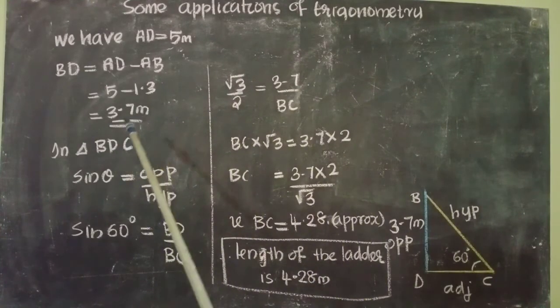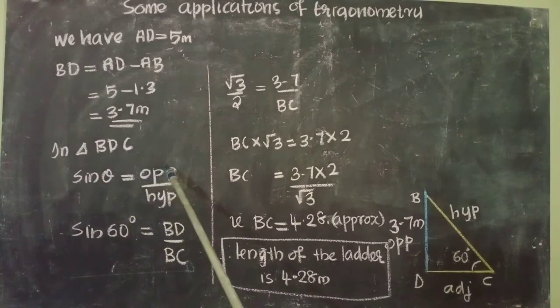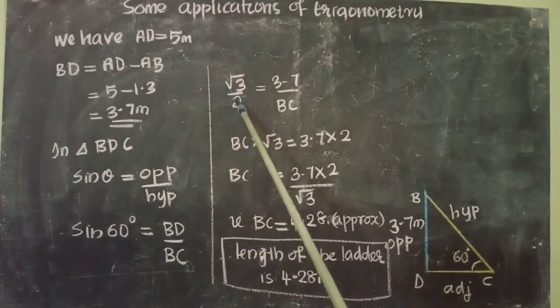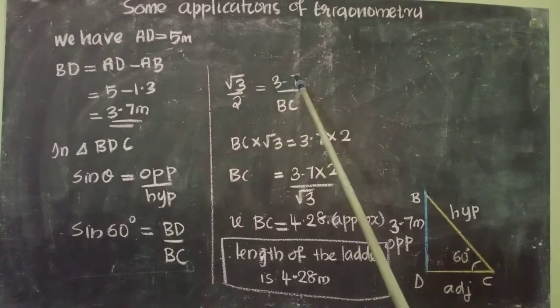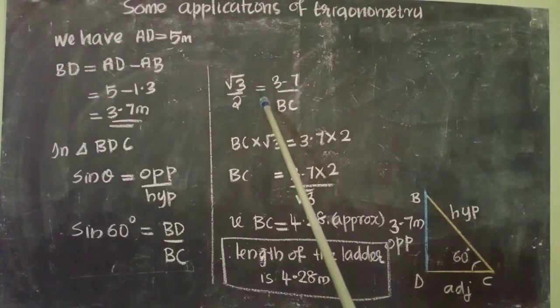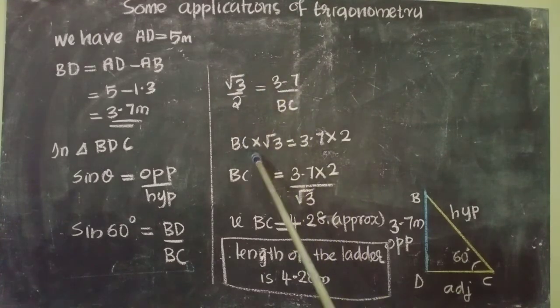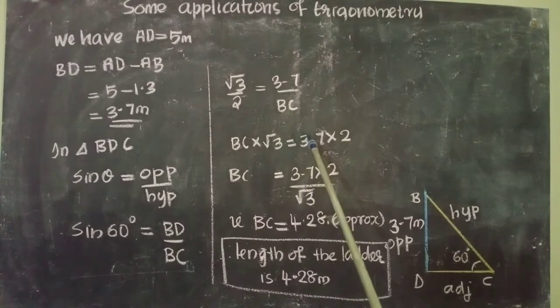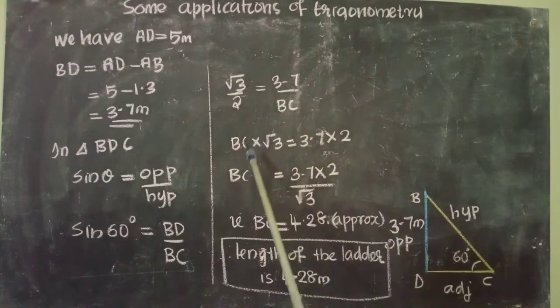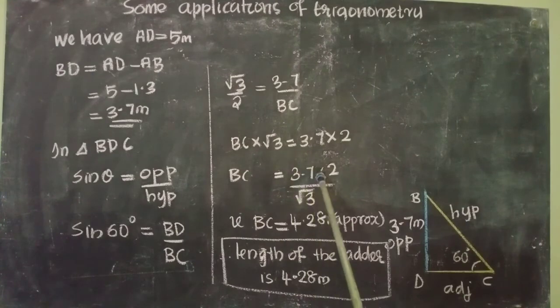In triangle BDC, sin theta equal to opposite side by hypotenuse. Here theta equal to 60 degree. So sin 60 degree equal to BD by BC. Value of sin 60 degree is root 3 by 2. So we can write root 3 by 2 equal to 3.7 divided by BC. Cross multiplying, we get BC into root 3 equal to 3.7 into 2. BC equal to 3.7 into 2 divided by root 3.